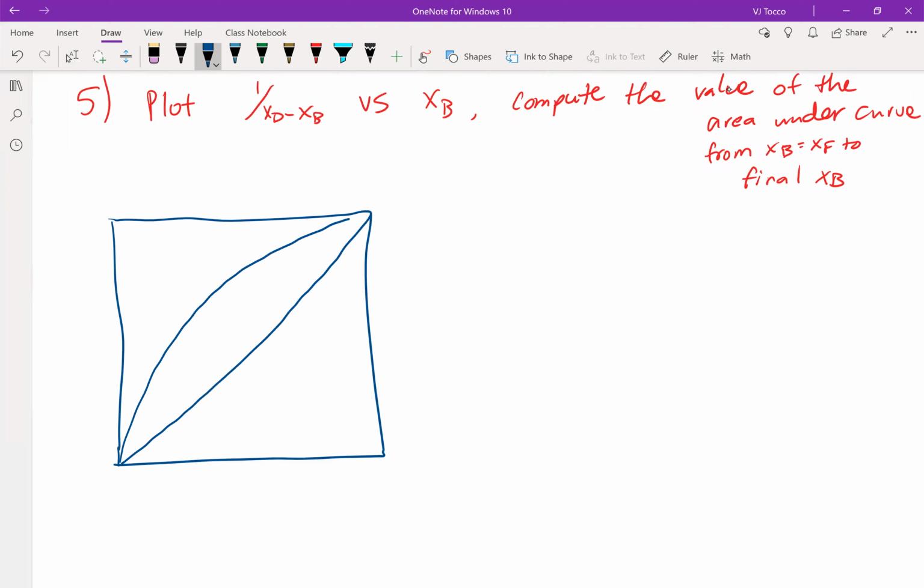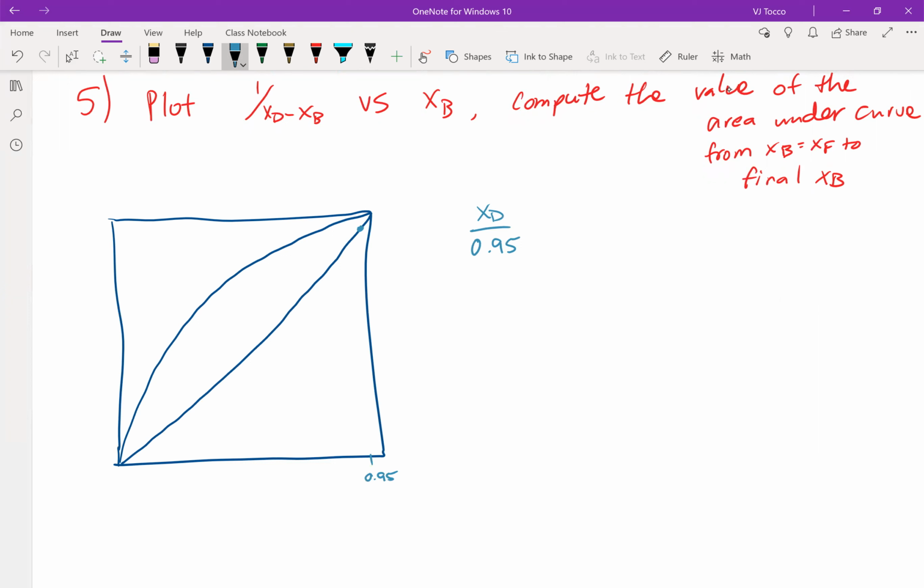So a generic alpha equals 3, for example. I like to make myself a table, which is even easier in Excel. So a table of XDs. So for XD equal to 0.95, for example, it's going to be close up here.